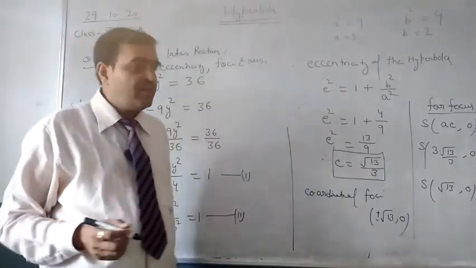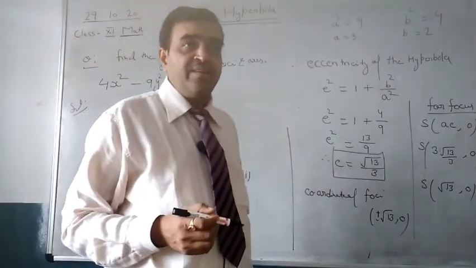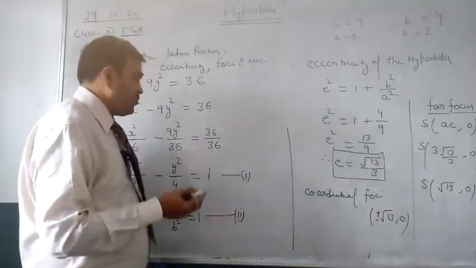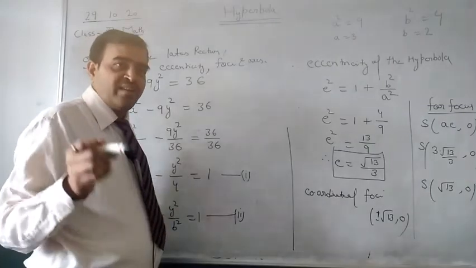Now find out the latus rectum. You know the length of the latus rectum is 2b square by a. So put the value of b square and a.